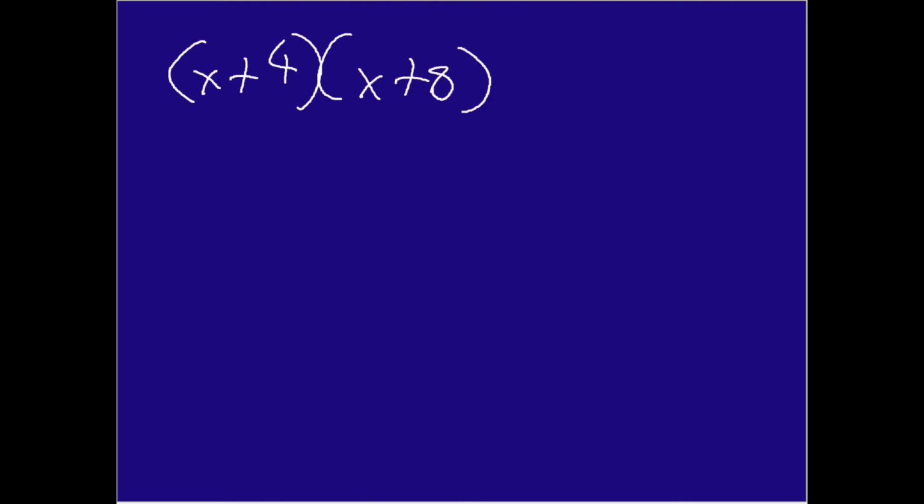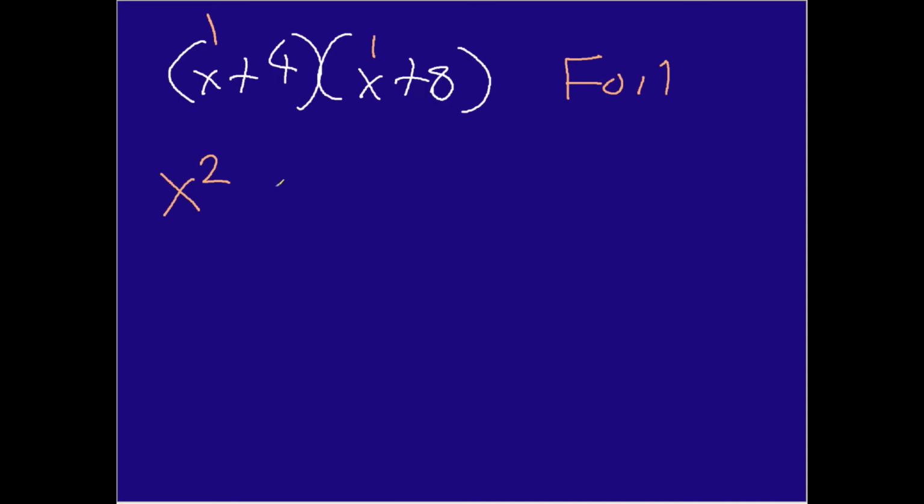And now this time we're going to use something called FOIL. FOIL is an acronym that stands for first, outer, inner, and last. That's what happens. So let me see if I can make this clear. What you do is that first you multiply the first term inside the binomials here, inside the two binomials. So I'm just going to write a 1 on top to show you what I'm multiplying first. So first I'm going to multiply the x and the x. So when I do that, I get x squared.